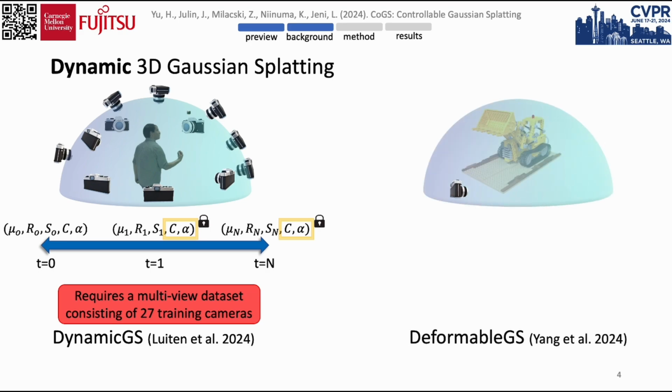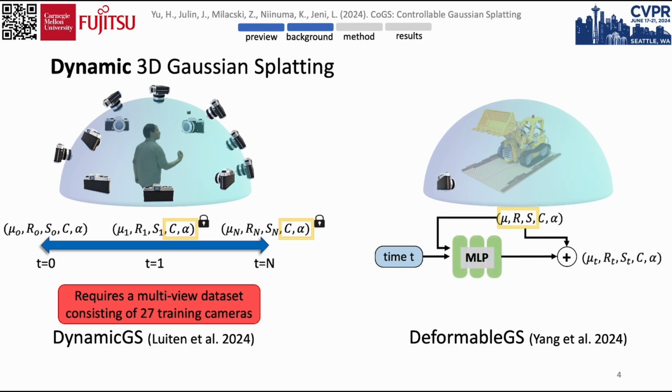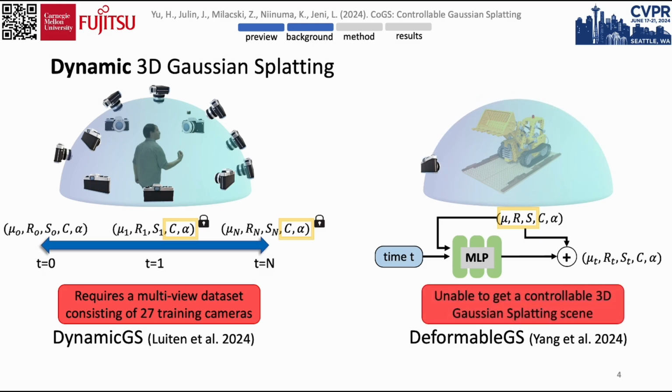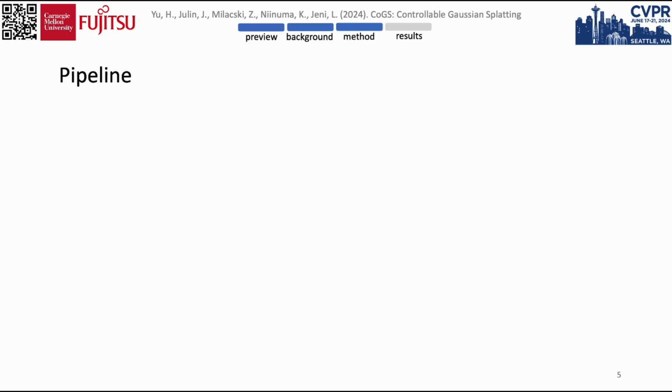Another method, published simultaneously with ours, uses an MLP to learn positional, rotational, and scaling offsets for each Gaussian over time. While this method only requires a single camera setup, it cannot achieve a controllable 3D Gaussian splatting scene. CoGS completely removes the prohibitive camera setup requirements and overcomes the inability to achieve a controllable Gaussian splatting scene found in prior works.